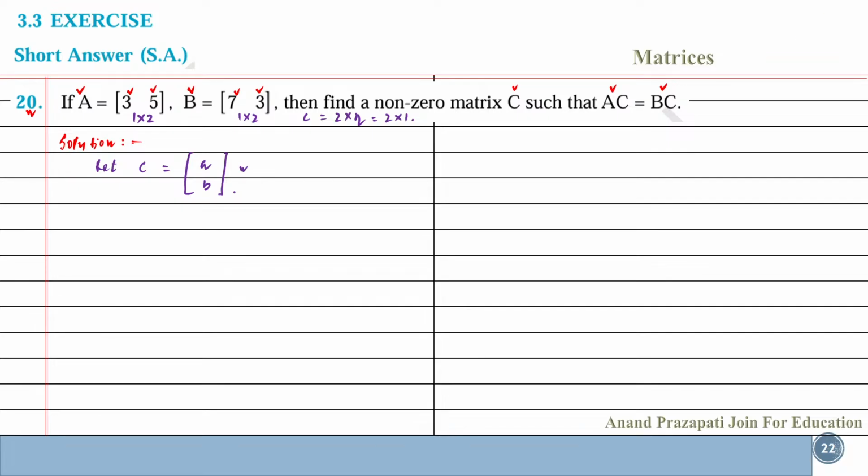So we find out what AC. So AC equal to, here will be 3, 5 into A, B. Therefore the product of these two matrices will be what? First row, first column, and here will be what? AC will be 2, 1 by 1. So here will be 3A plus 5B.